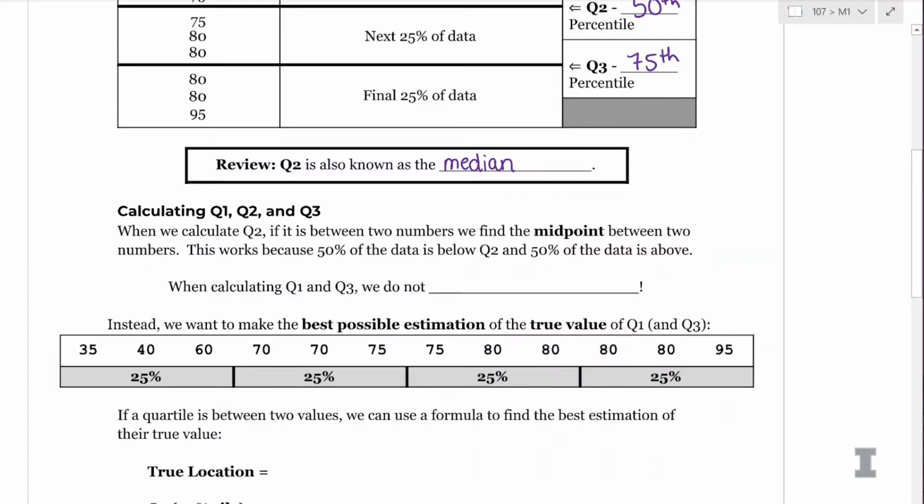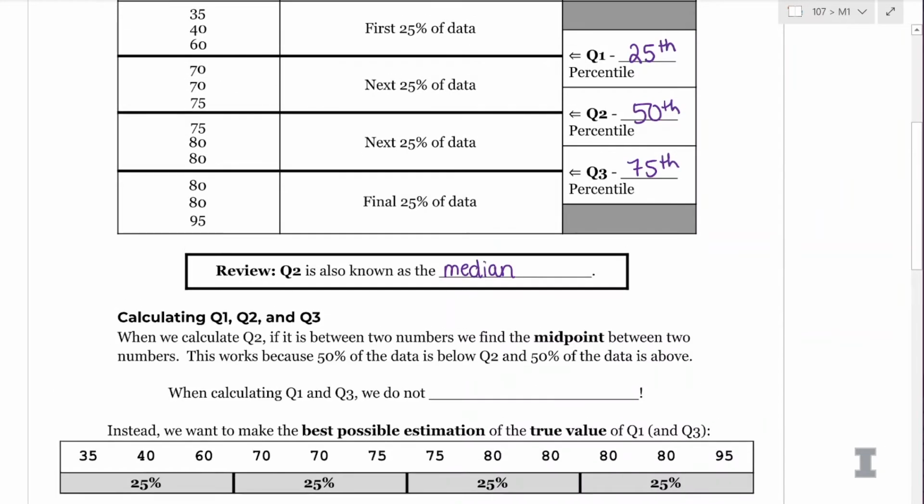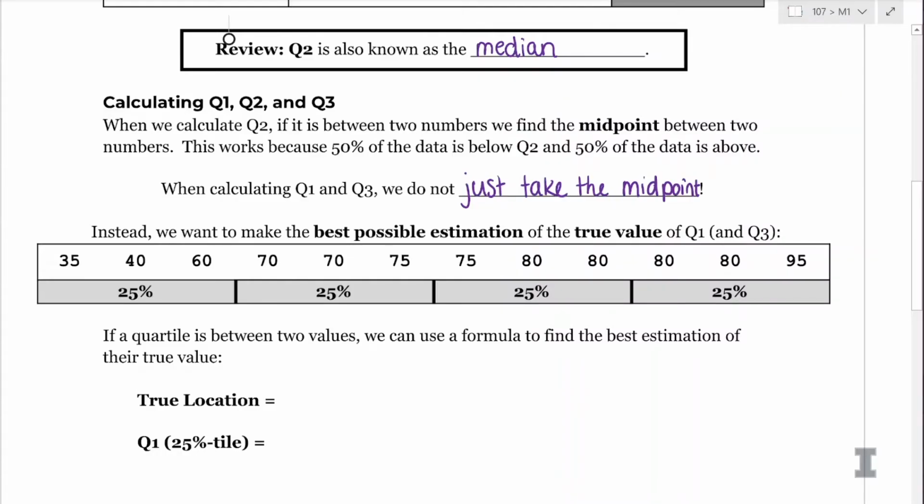However, when calculating Q1 and Q3, unfortunately, we do not just take the midpoint. We have to do something else. And this is really interesting because there's a lot of different ways that we can think about taking the center value between two numbers when it's not the center of the data set. Exactly. So instead of just taking the midpoint for Q1 and Q3, we want to make the best possible estimation of the true value of the first quartile and the third quartile.